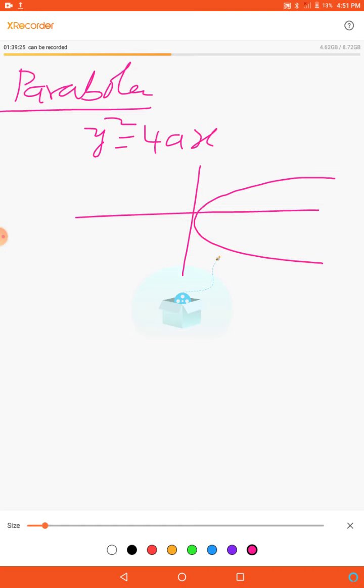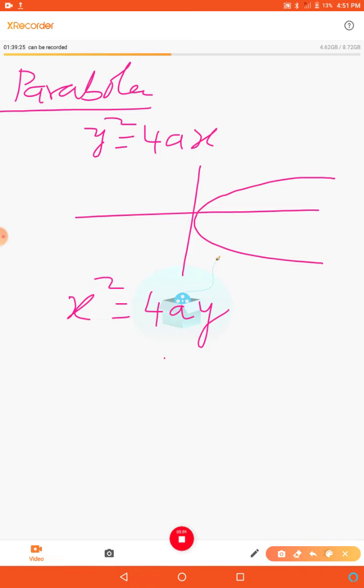If you have a parabola of the equation x square is equal to 4ay, this is again a parabola, which is symmetric about the y-axis. This is the y-axis. Symmetric about the y-axis.